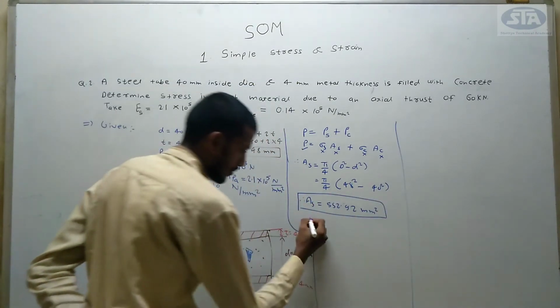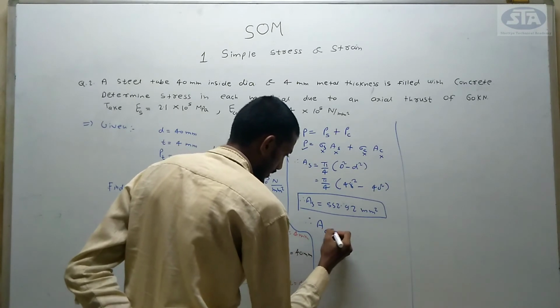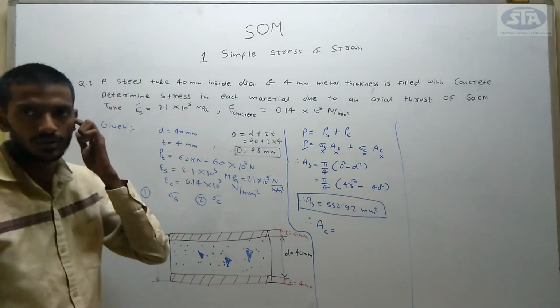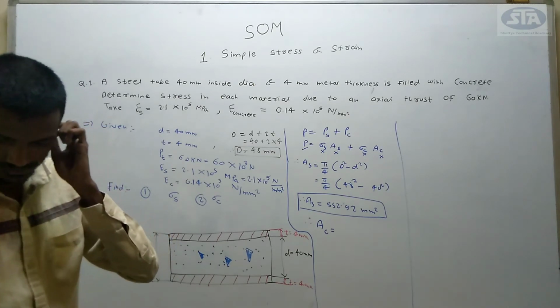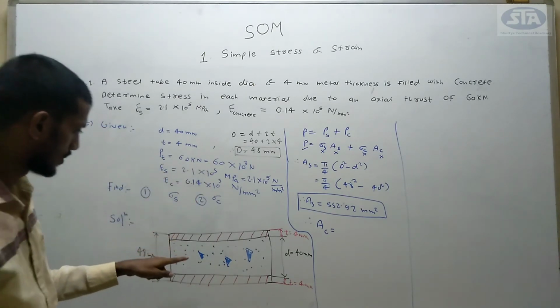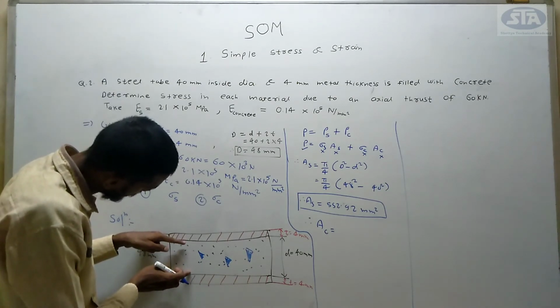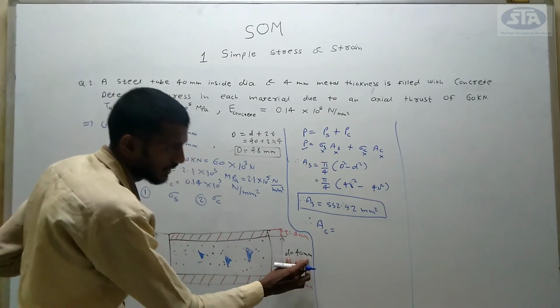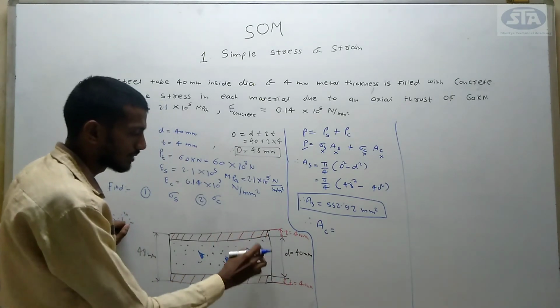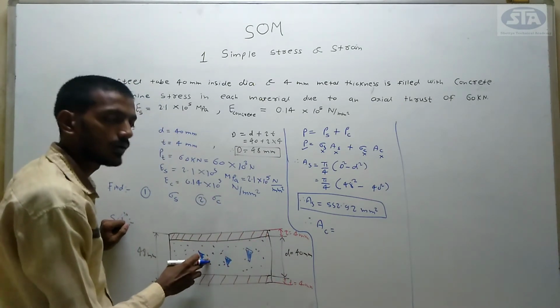Okay. Now we have to calculate area of concrete. So how can we calculate area of concrete? With the help of the example, you will get the area of concrete. Look at what is given for area of concrete: the concrete is inside the 40 mm diameter. That means the 40 mm diameter is the portion that will be concrete.